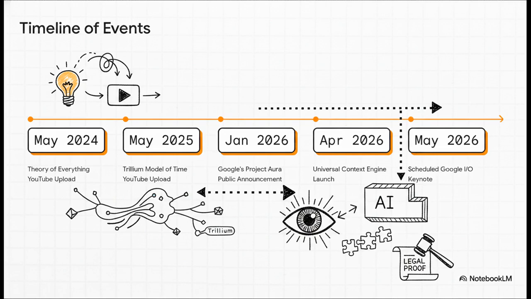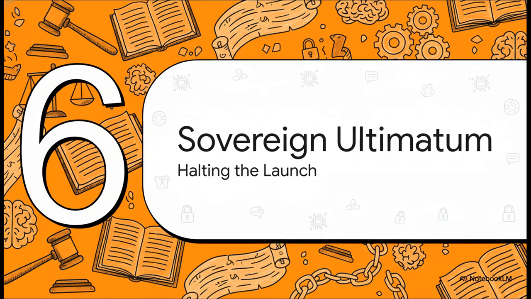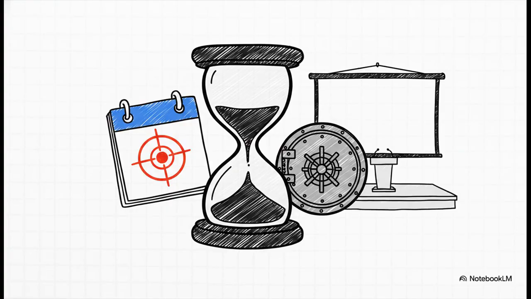From a legal standpoint, this timeline is the absolute foundation for proving that Google's tech was a derivative extraction, not just some massive simultaneous corporate innovation. And that brings us to our final section, Section 6, the sovereign ultimatum and the plan to halt the launch. The stakes here are incredibly high. These documents are dated May 6, 2026.